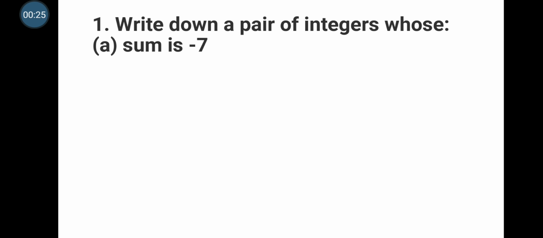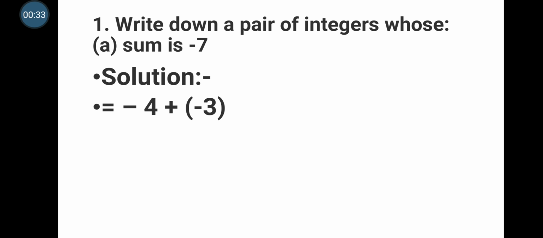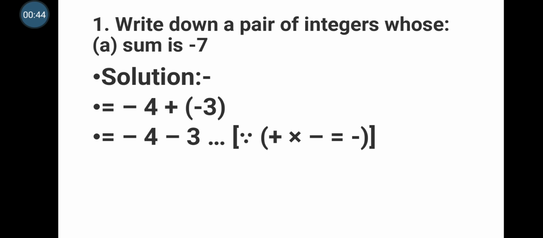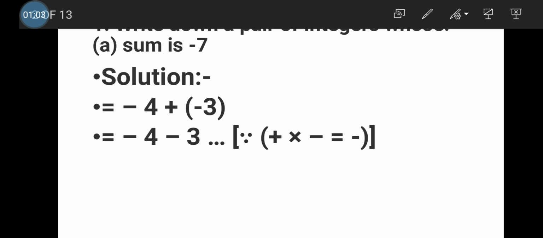We can take any two integers and we should get the answer as minus 7. So I have taken minus 4 and minus 3. Minus 4 is an integer and minus 3 is also a negative integer that we are going to add together. If I add, I will get minus 4 minus 3. Why? Because when you have plus outside the bracket, you can keep the sign of the number as such. Here I have shown in the bracket, plus into minus equal to minus.